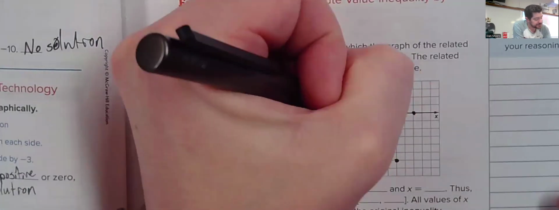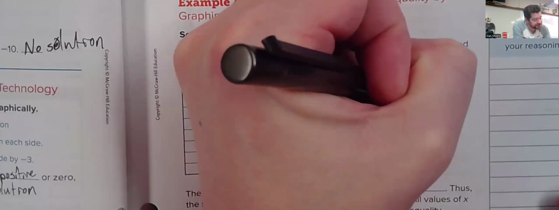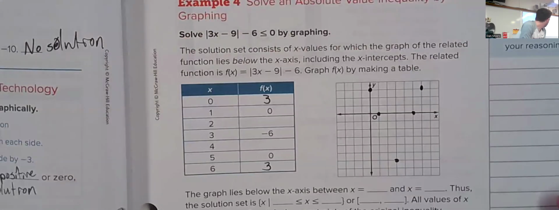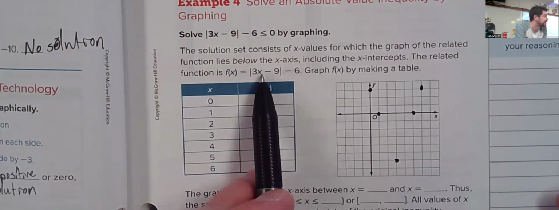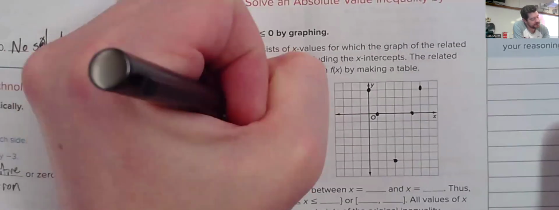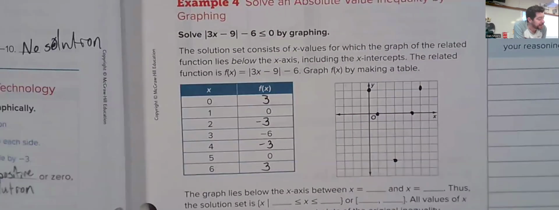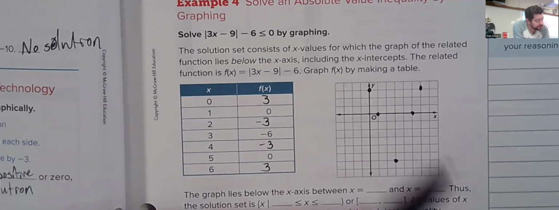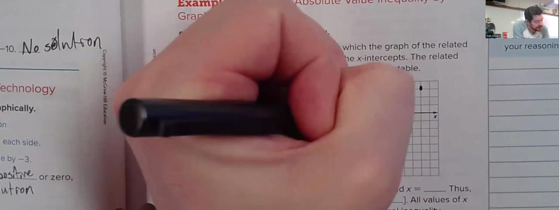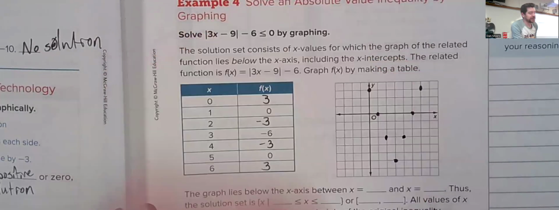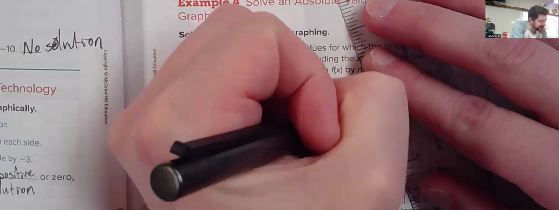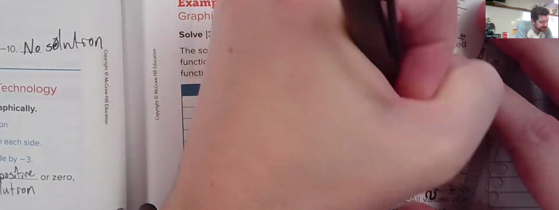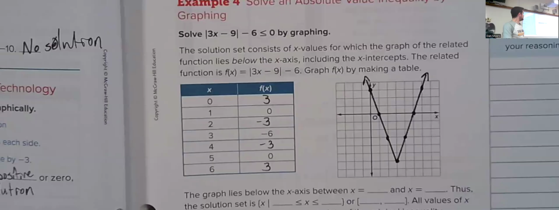So 0, 3 and 6, 3. A couple other points there. And then 2. 3 times 2 is 6. 6 minus 9 is negative 3. The absolute value of negative 3 is 3. 3 minus 6 is negative 3. So we get negative 3 here and negative 3 here. So that would be 2, negative 3, and 4, negative 3, just like that. Now, we'll go ahead and use a ruler this time because these are a little bit more spread apart than what we've been seeing. Looks like that. Like that. All right.